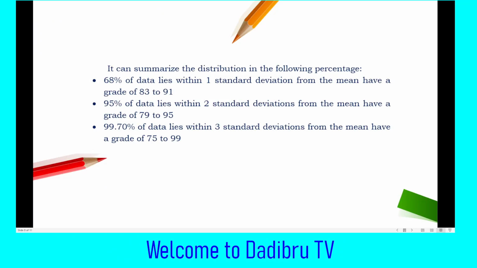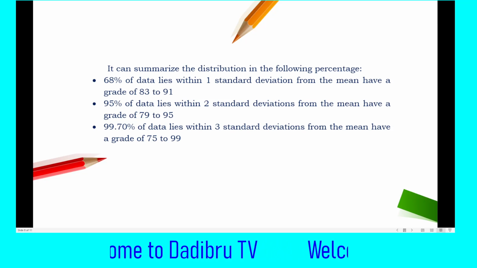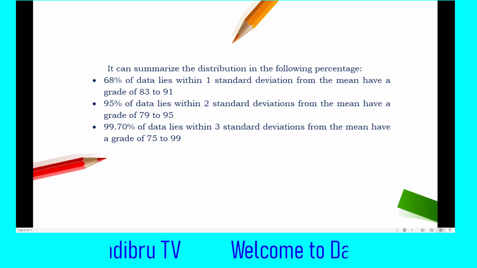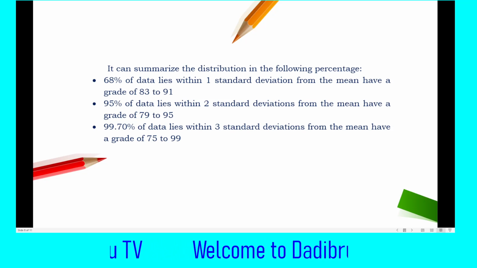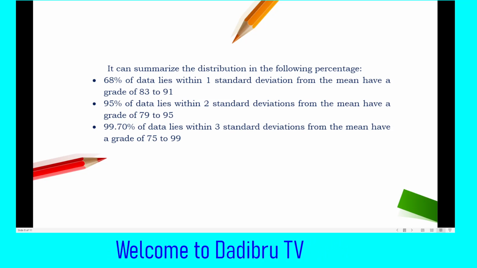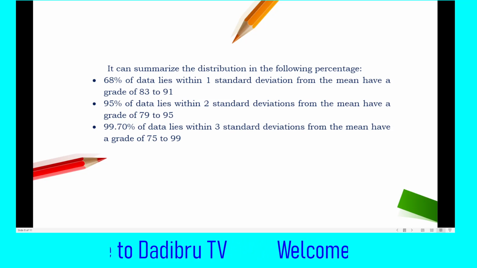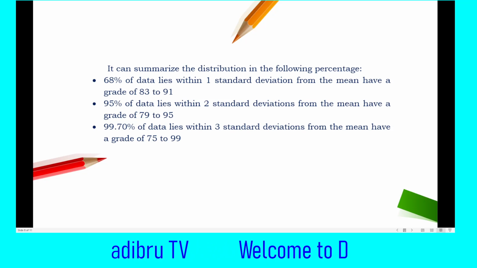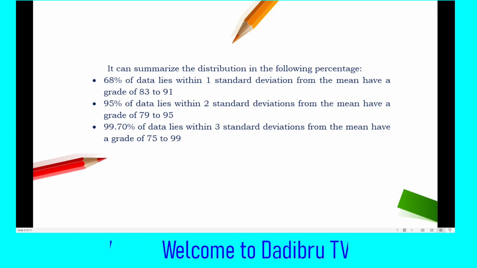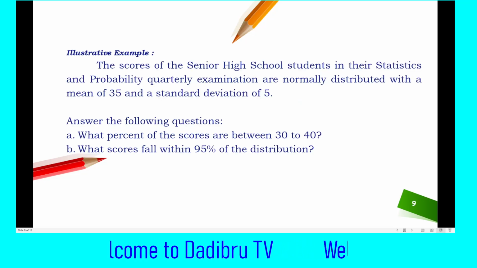So we can summarize the distribution in the following percentages. 68% of data lies within one standard deviation from the mean, with a grade of 83 to 91. 95% of data lies within two standard deviations from the mean, with a grade of 79 to 95. And 99.70% of data lies within three standard deviations from the mean, with a grade of 75 to 99.